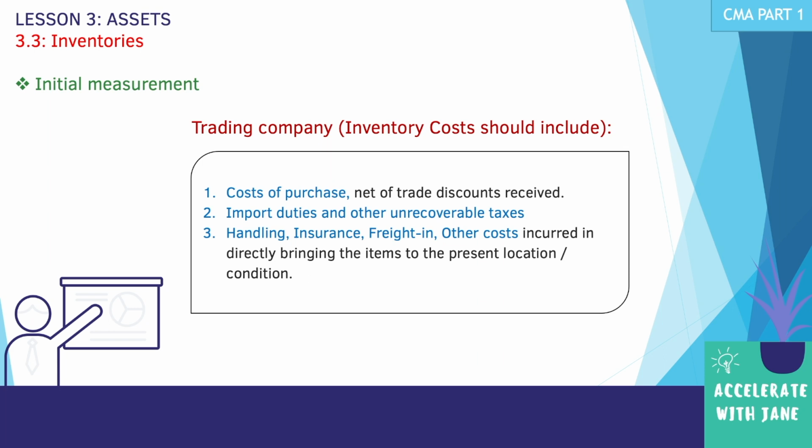Second, import duties and other unrecoverable taxes. We all know that for certain inventories, when we purchase them, taxes or duties are imposed. So these unrecoverable taxes and other import duties should be included as part of the inventory cost. Third is handling, insurance, freight in, and other costs incurred in directly bringing the items to the present location. It's understandable that shipping costs, freight in, and other costs which a company has incurred should be included in the cost of the inventory items.